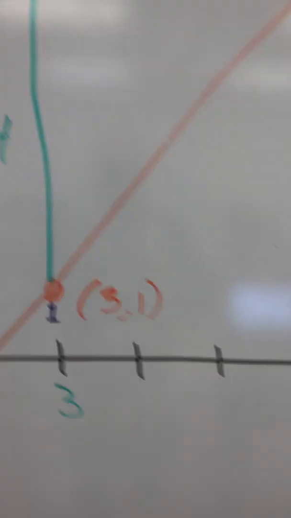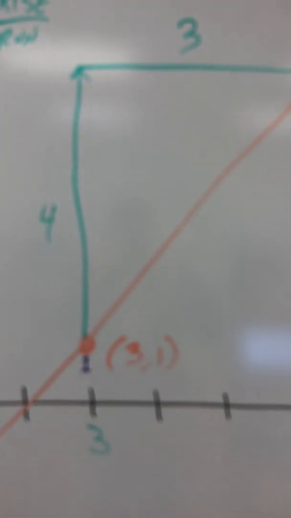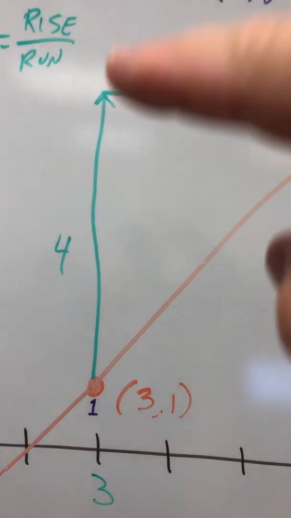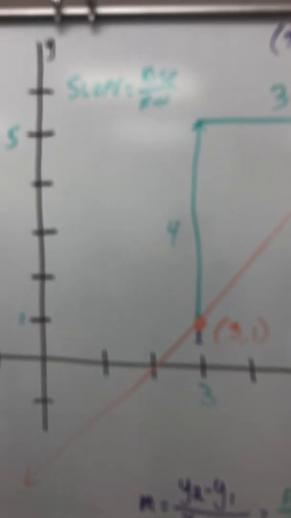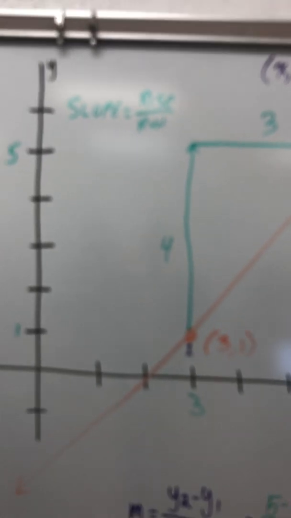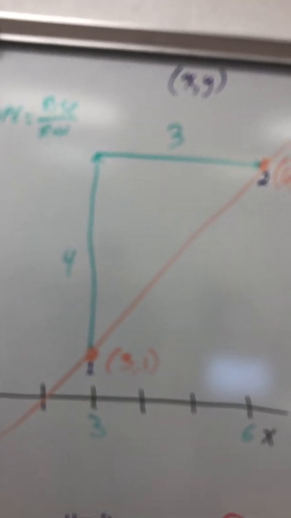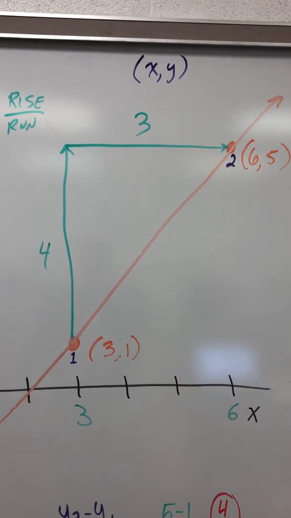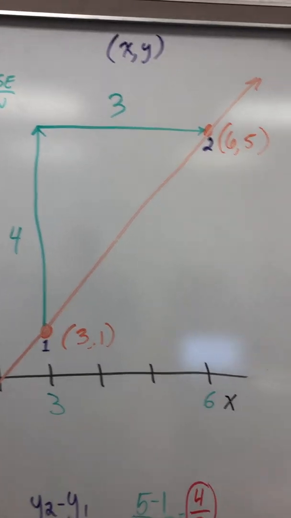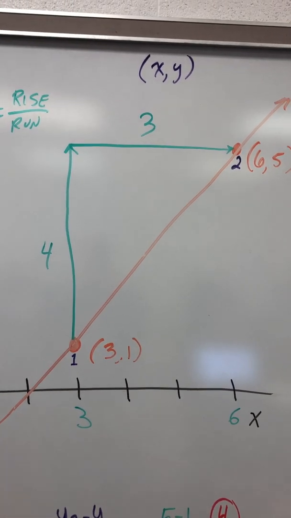So how do you get from point 1 to point 2? Does it make sense that you go up 4 and over 3, right? From 3, 1, you go up 4, 1, 2, 3, 4, and you go over 3, 1, 2, 3, right? So the slope then is 4 over 3, okay? So the question becomes, how do we do this without using a graph?